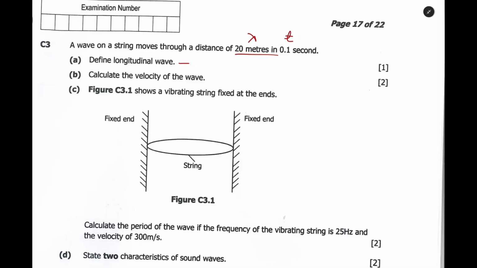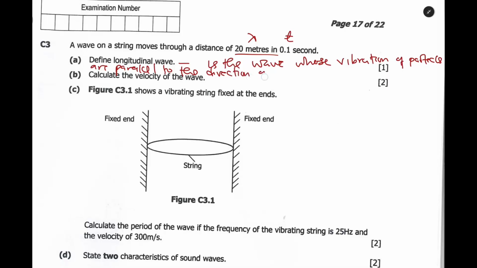Define longitudinal wave. So longitudinal wave is the wave whose vibration of particles are parallel to the direction of movement of wave. So direction of wave. That is what we call longitudinal wave. So longitudinal wave is the wave whose vibration of particles are parallel to the direction of the wave. Then they're saying calculate the velocity of a wave.